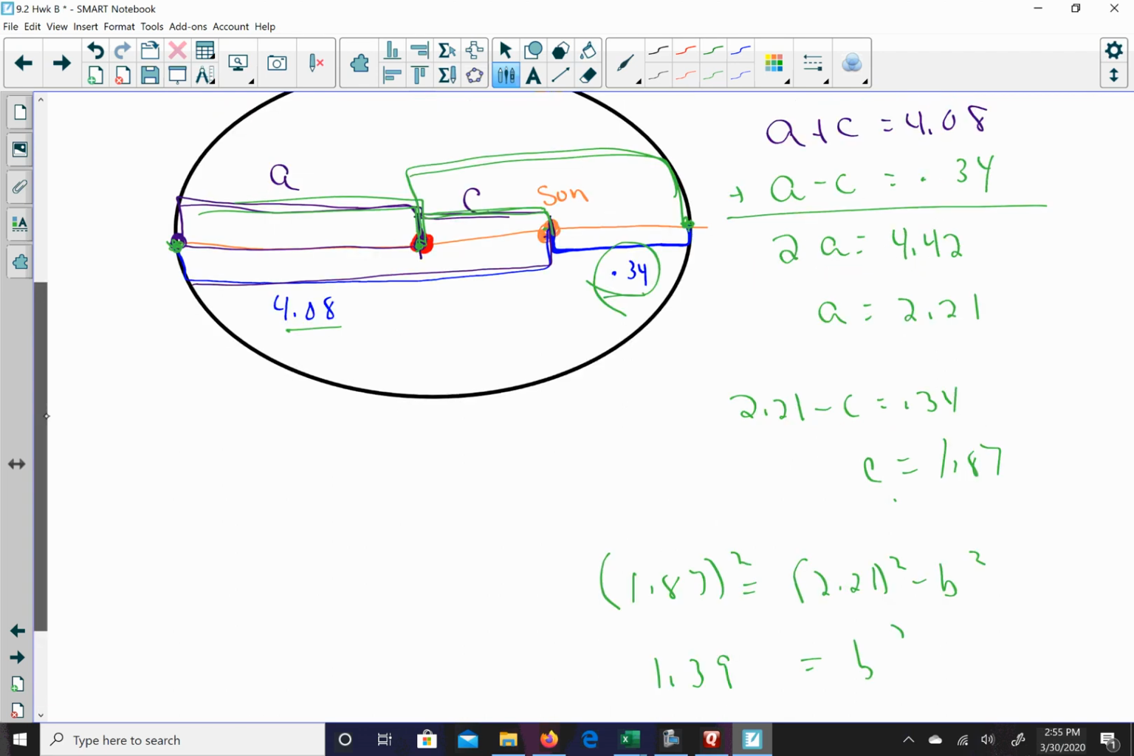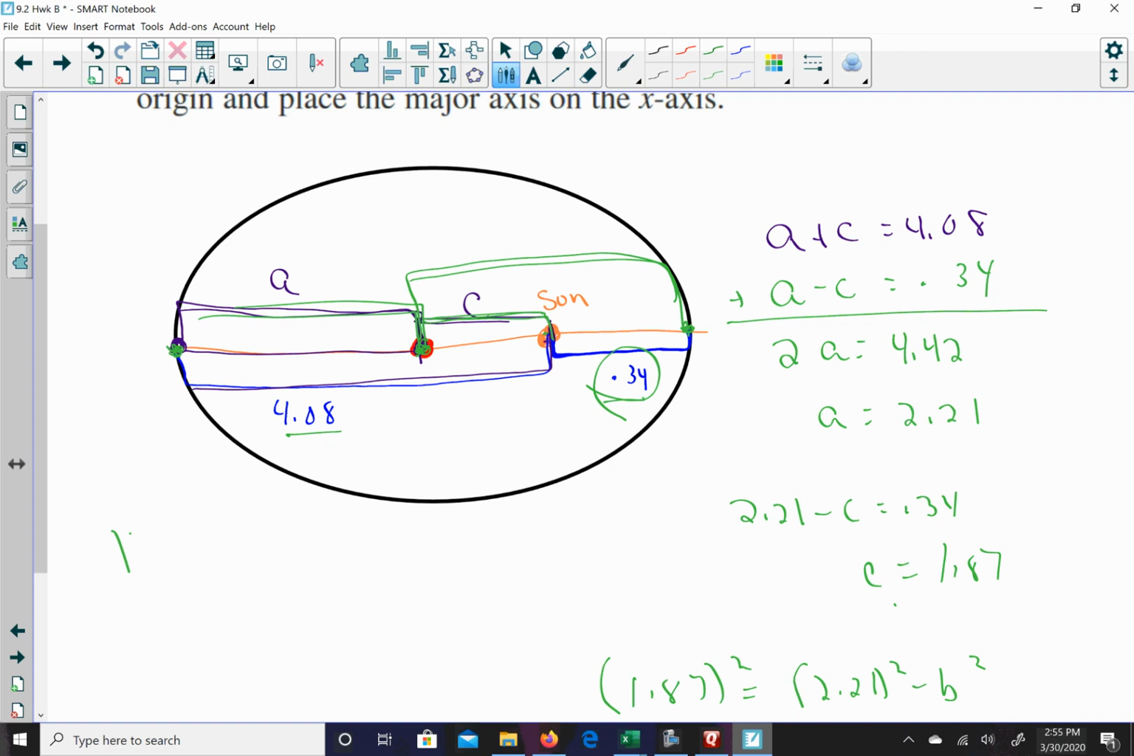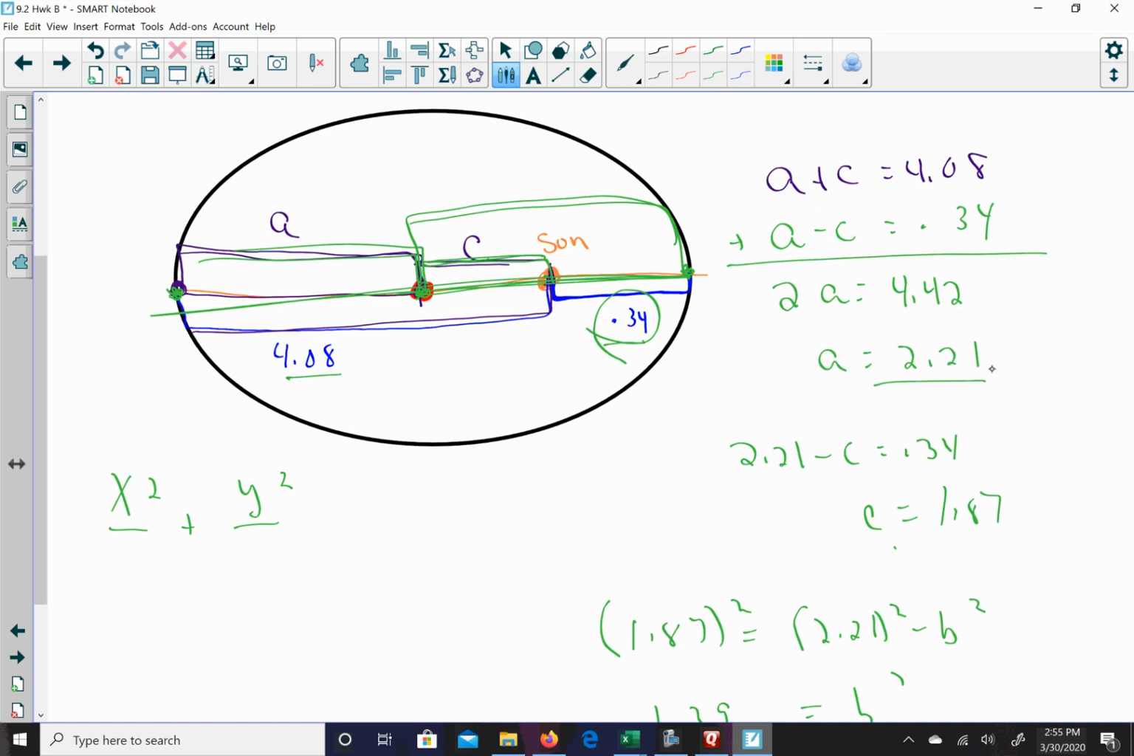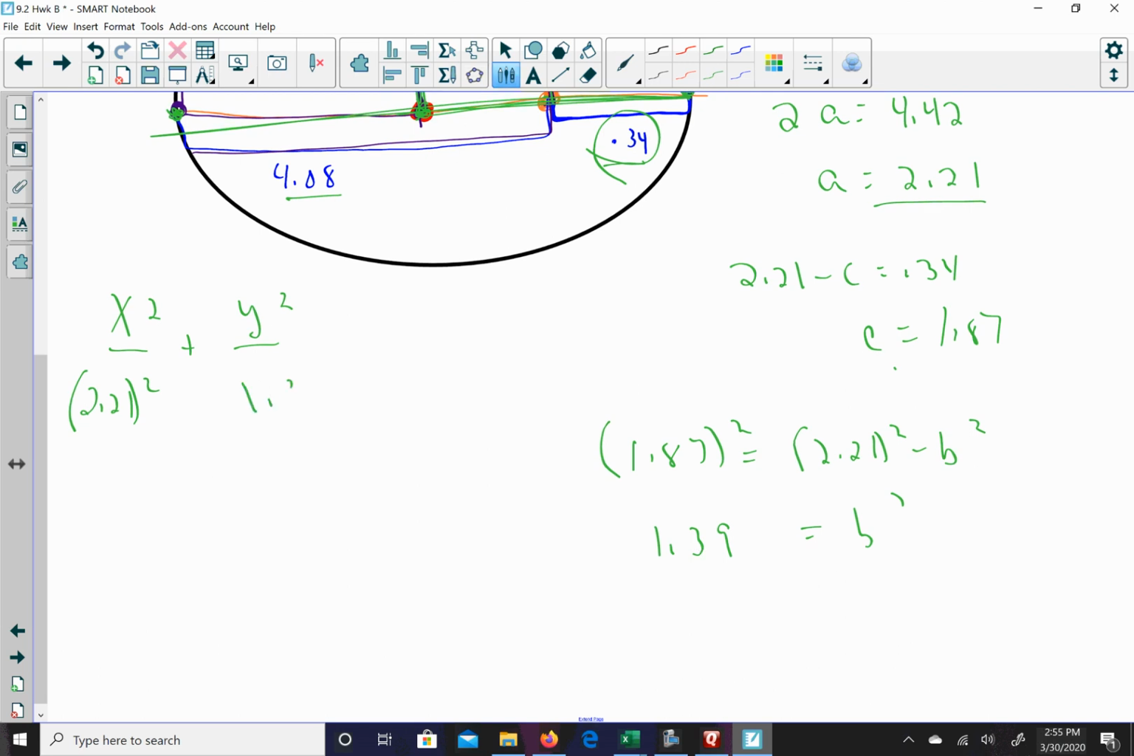So writing my equation, I'm going to make the center at the origin, x squared, y squared. My A is along the horizontal travel, so this will be my A, which will go with my x, so this will be 2.21 squared, and then B squared, this is already squared, this 1.39, equal to 1. So I end up with x squared over 4.88 plus y squared over 1.39 is equal to 1. And that is the last problem that we have on section B.